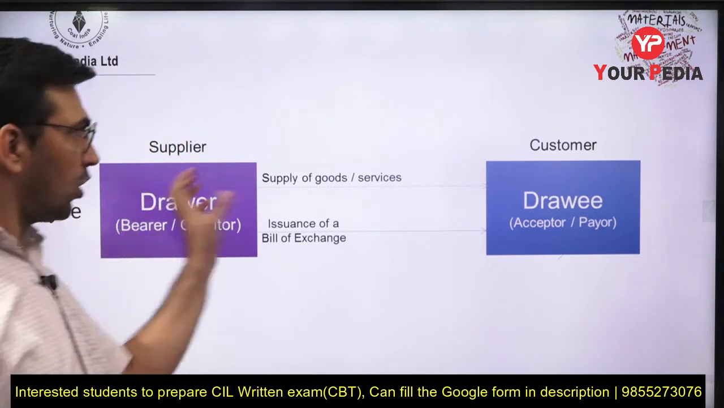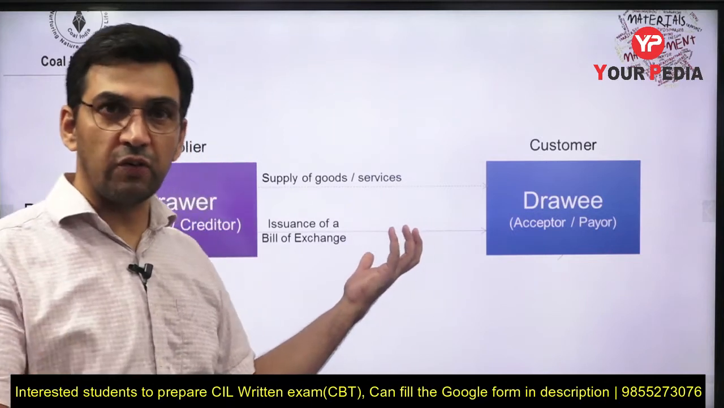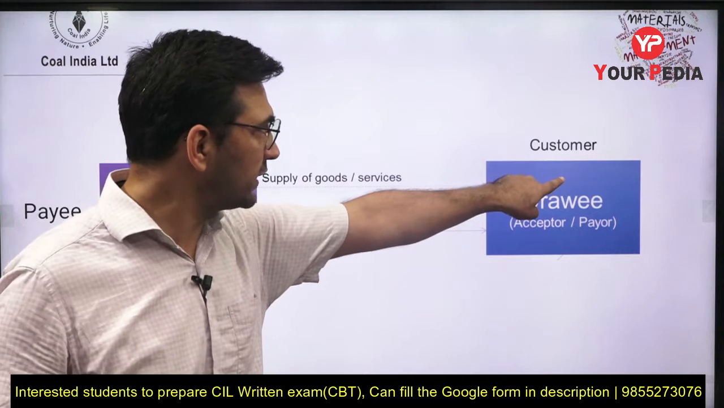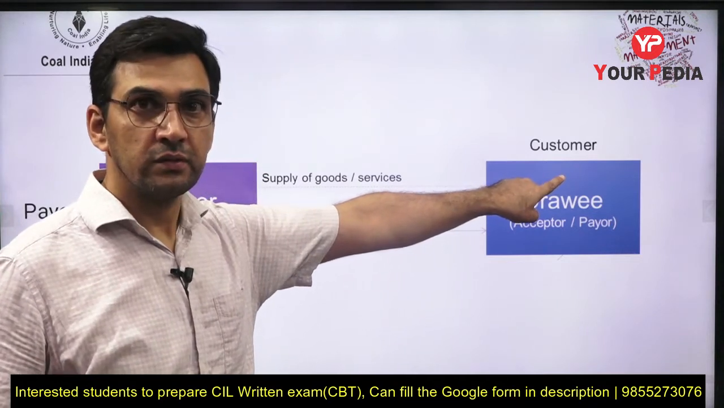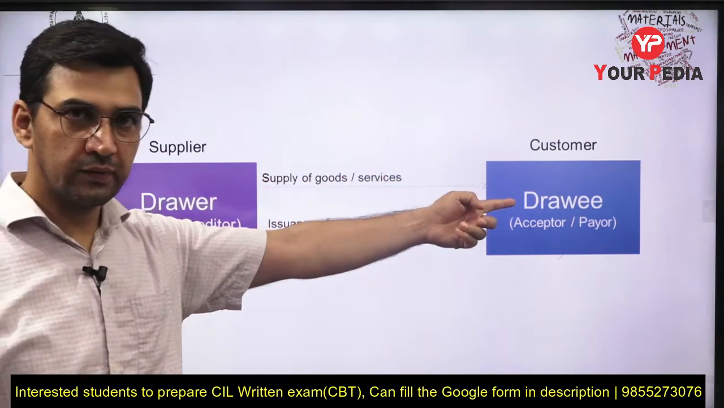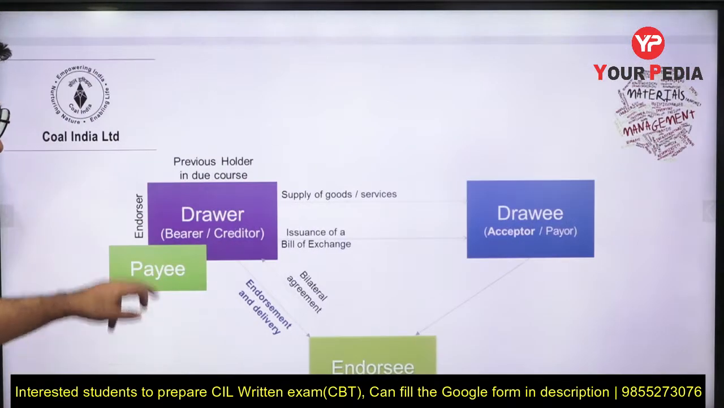फर्क क्या हो रहा है? आपका drawer और drawee change हो रहे हैं bill of exchange में and in promissory note में. So in promissory note में drawer is customer. So customer cannot be paid. Customer is payer, right? So that is the difference that you need to note.